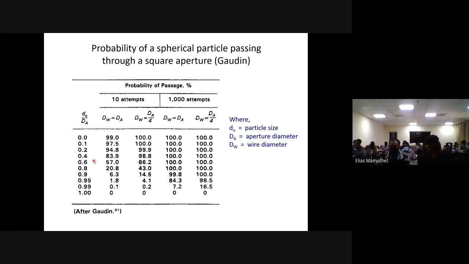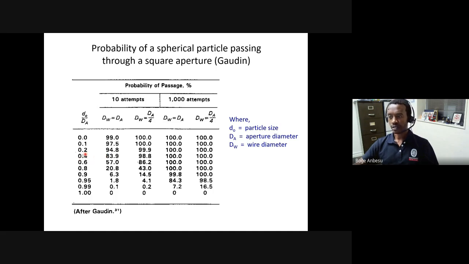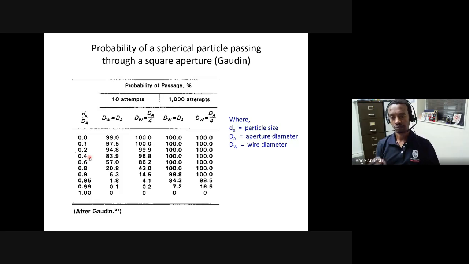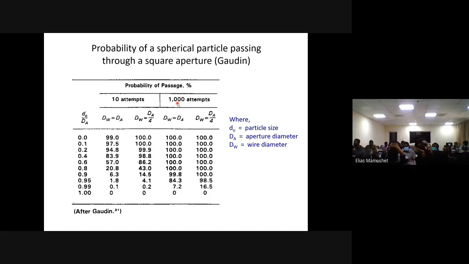How about if it is somewhere around half of the aperture size? If the particle is half of the aperture size, so in this case, maybe the aperture is 100 micron in size but the particle is 50 micron in size, or maybe you can fit 2 particles in one aperture. If that's the case, then the probability of passage will be reduced. But if I present that particle many times, if I give it a lot of opportunity, that particle will eventually pass. So in this case, if I say 1,000 attempts, the particle will pass through.